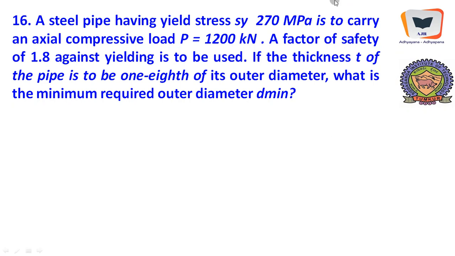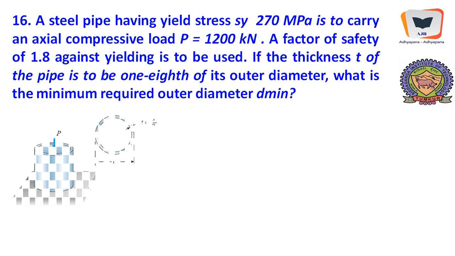The problem reads, a steel pipe having yield stress of sigma y 270 MPa is to carry an axial compressive load V equal to 1200 kilonewton. A factor of safety of 1.8 against yielding is to be used. If the thickness T of the pipe is to be 1/8 of its outer diameter, what is the minimum required outer diameter? That is D minimum.